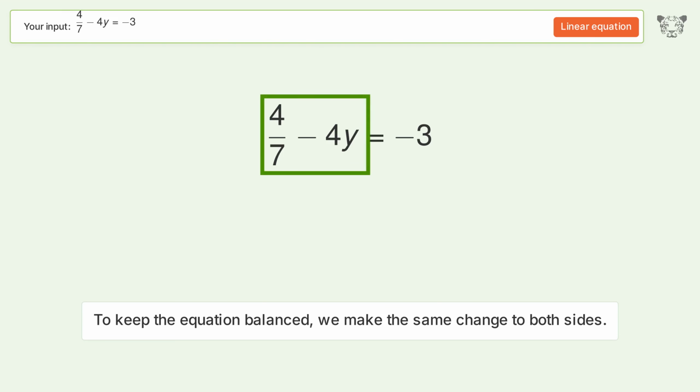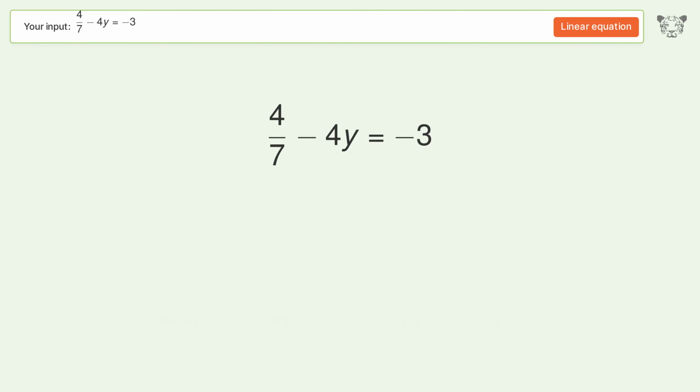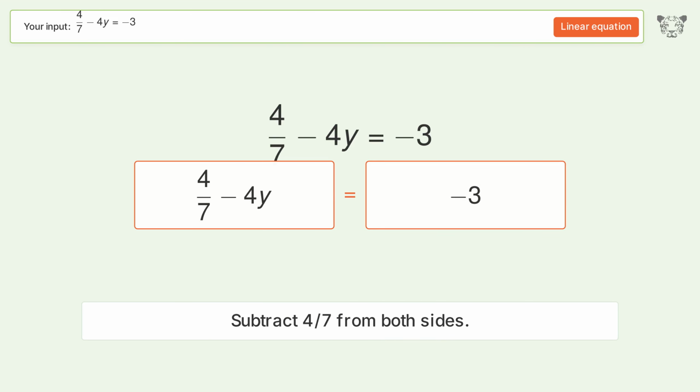To keep the equation balanced, we make the same change to both sides. The plus 4 over 7 keeps 4 times y from standing alone. Subtract 4 over 7 from both sides to remove it. That gives -4 times y equals -25 over 7.